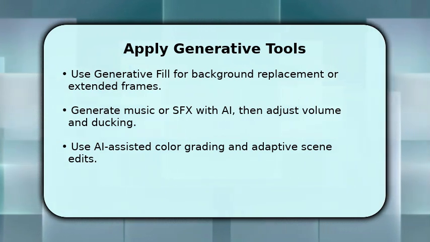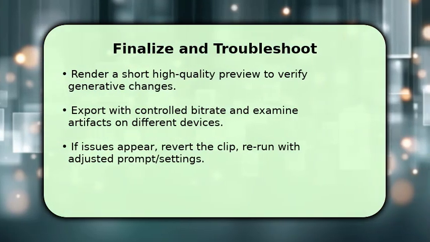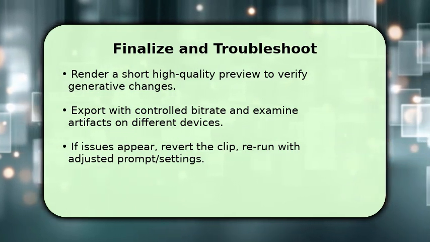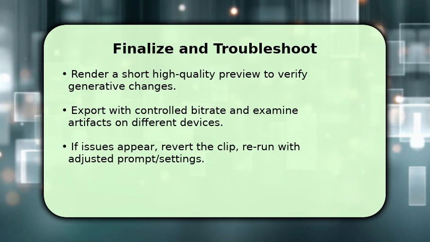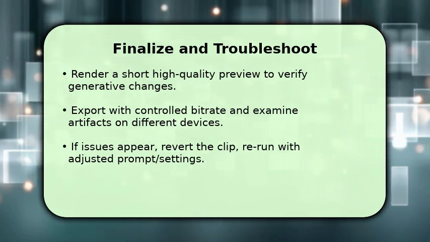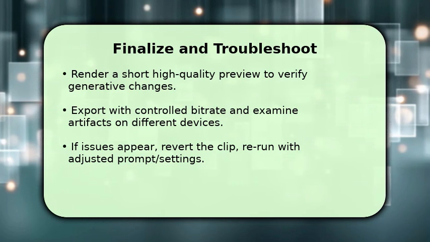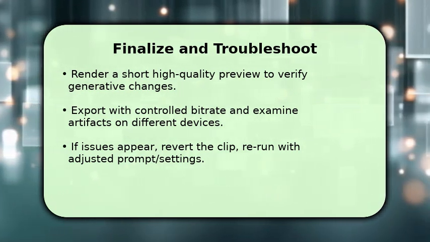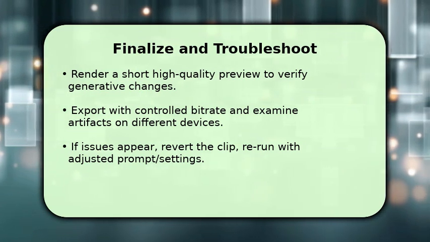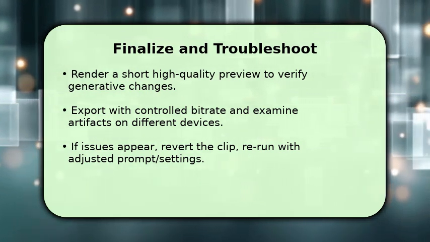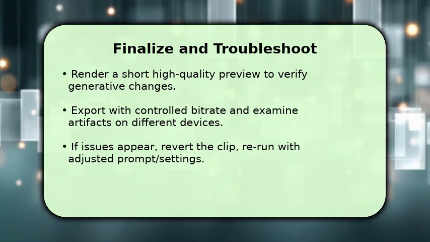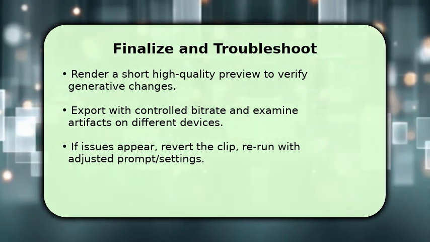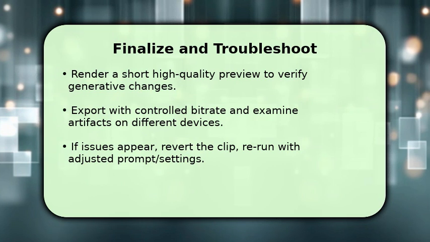To finish, render a high-quality preview of the edited portions so you can scrutinize generative changes in real time. Export a small test file with your target codec and bitrate, then check on multiple devices to catch compression artifacts or sync drift. If the AI output looks off, revert the affected clip to the previous version, adjust the prompt or mask precision, and rerun the operation. This iterative fix and preview loop solves most problems without losing creative control.